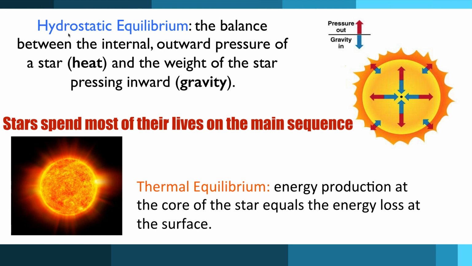The second type of equilibrium is thermal equilibrium. We're going to focus more on hydrostatic equilibrium for our discussion, but thermal equilibrium is important as well, obviously. Thermal equilibrium is what I was talking about a little while ago, which says that the energy production at the core of the star is going to equal the energy loss at the surface of the star. In other words, the star shines at a constant rate. This allows the surface temperature to remain the same. The luminosity of the star is going to stay constant throughout its life. So hydrostatic equilibrium stays the same size. Thermal equilibrium stays the same temperature and brightness.